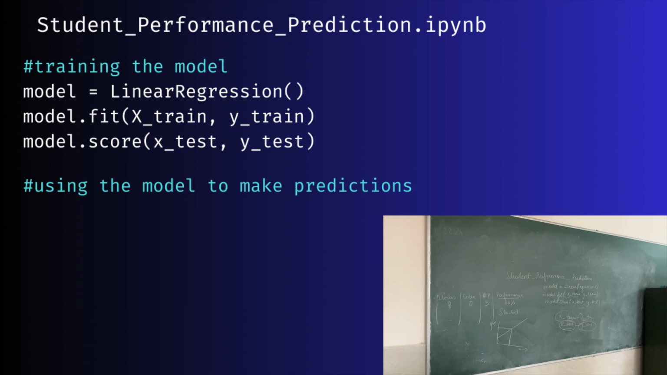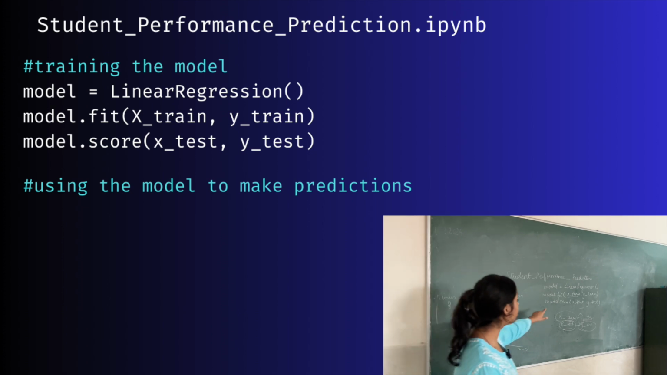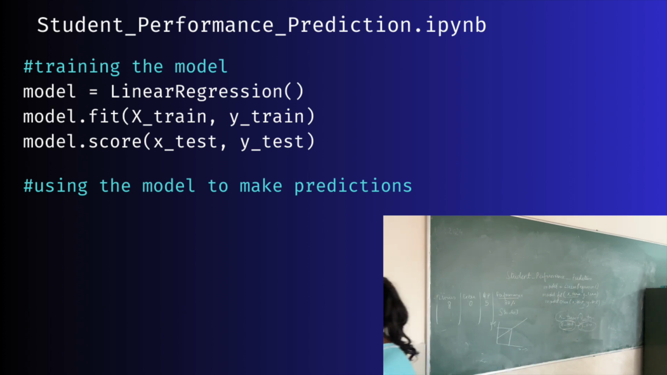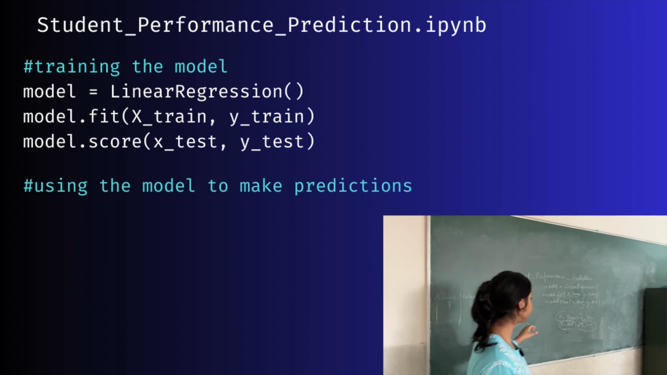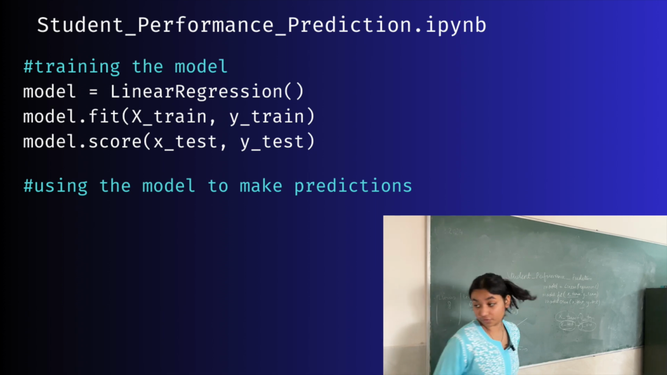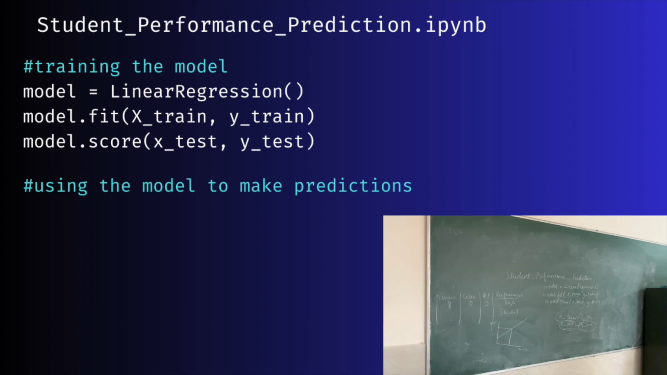There are certain other metrics we can use besides model.score with x underscore test comma y underscore test. There are many more metrics that we can use to try to evaluate how well our model has done. First we'll try to make predictions.